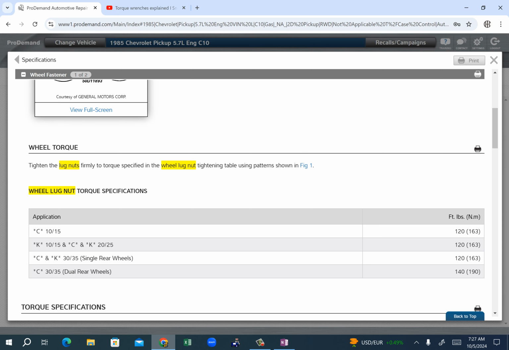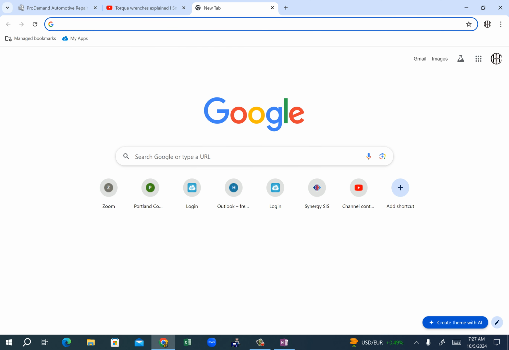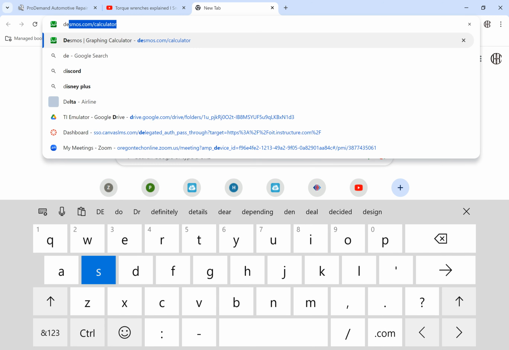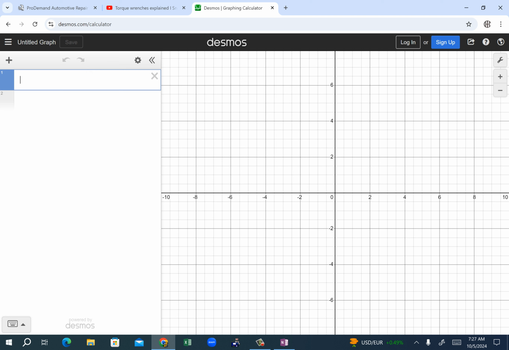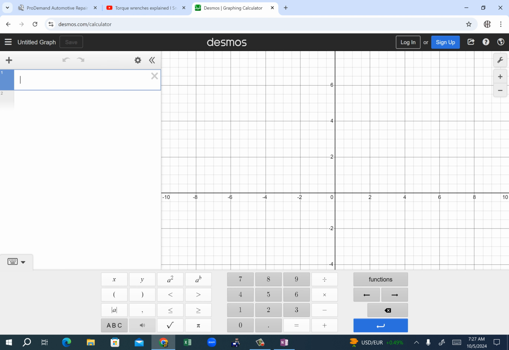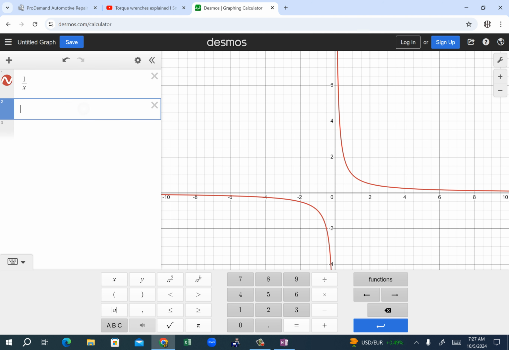Let's go look at the old Desmos.com. Come on, baby. 1 divided by x.